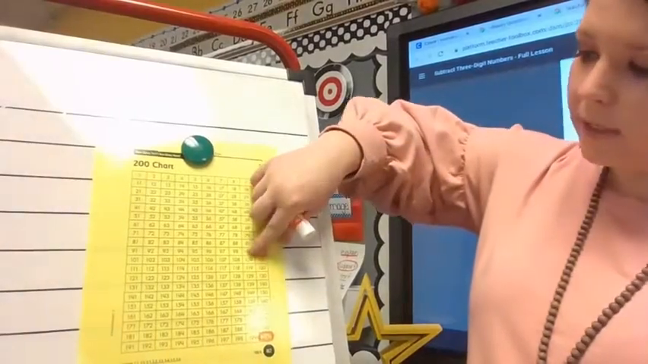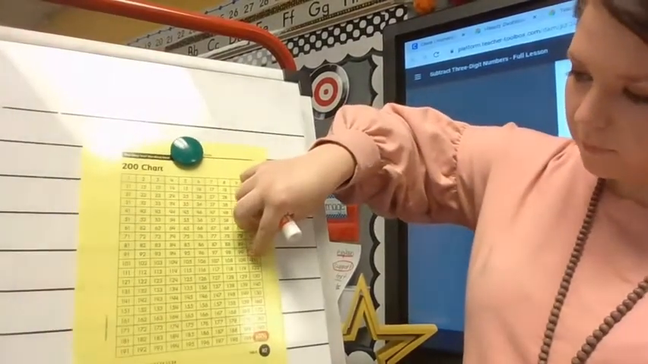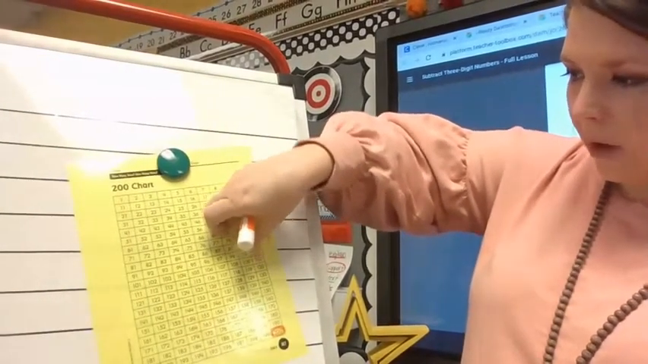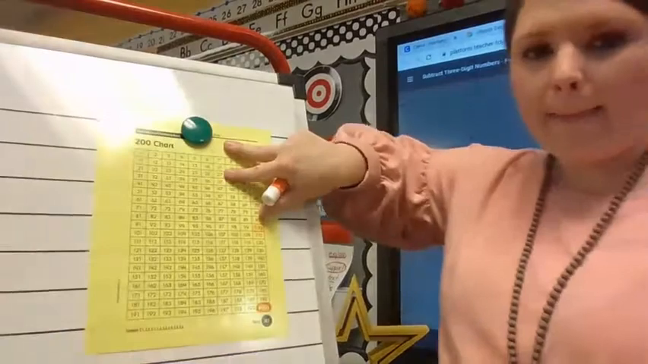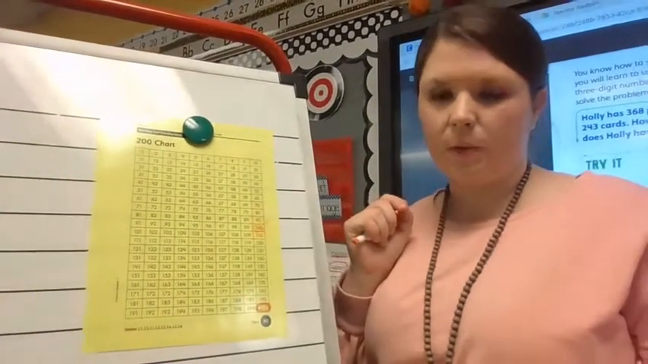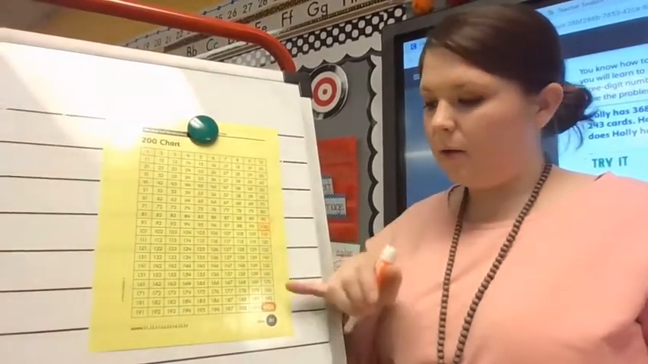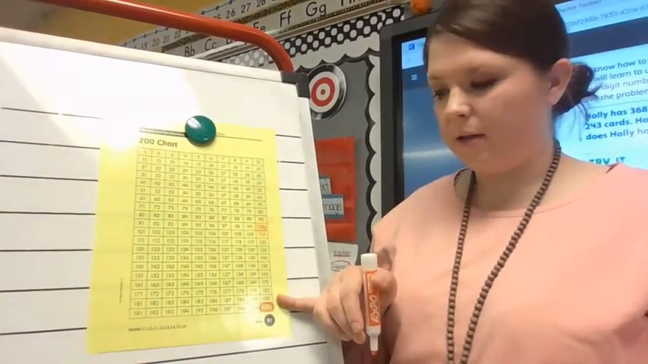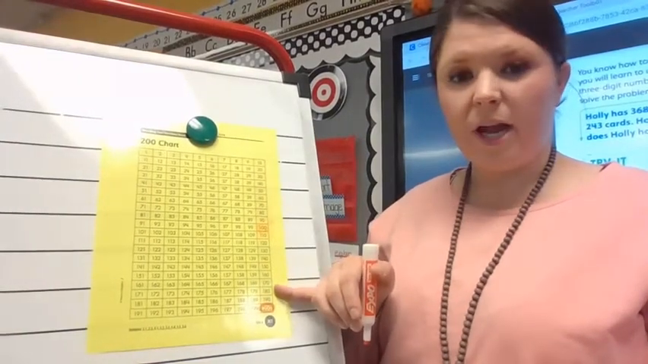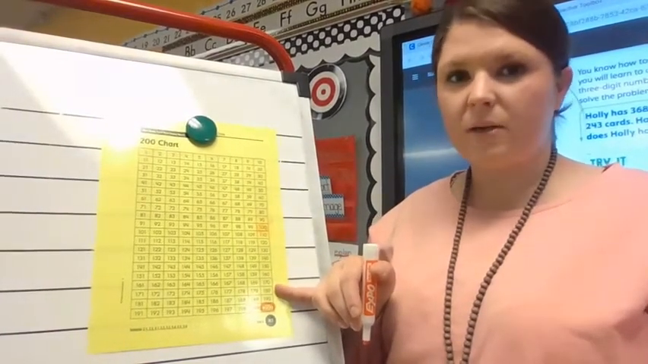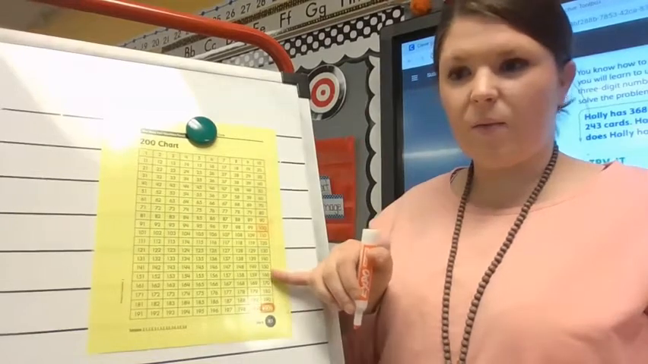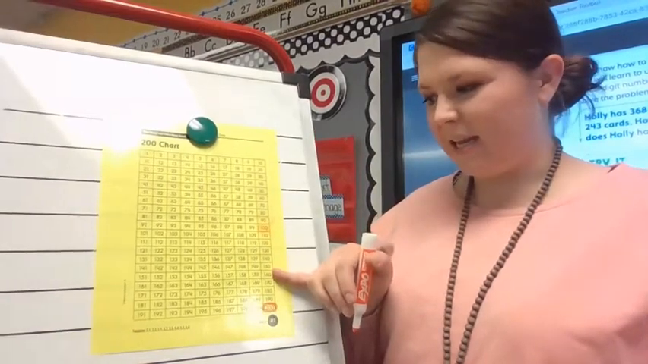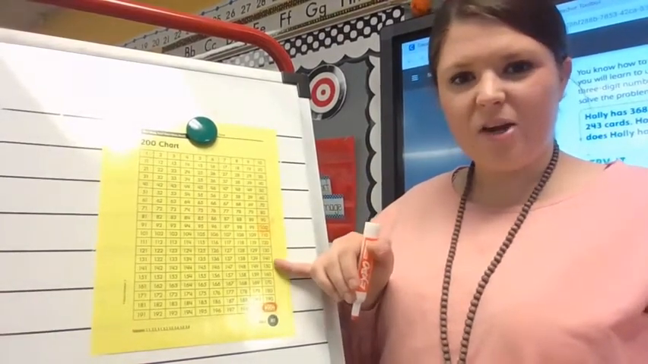All right, now let's go back to 200. And let's take away 10. Let's count backwards from 200 by 10s. What's 10 less than 200? 190. What's 10 less than 190? 180. What's 10 less than 180? 170. What's 10 less? 160.